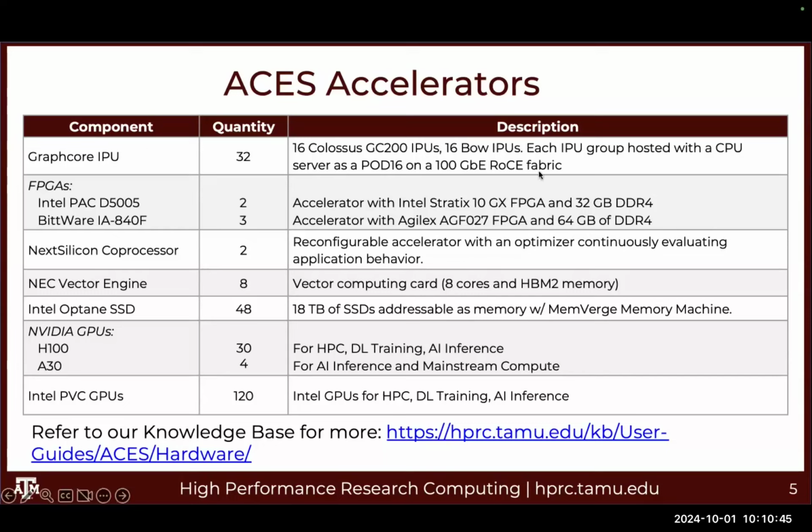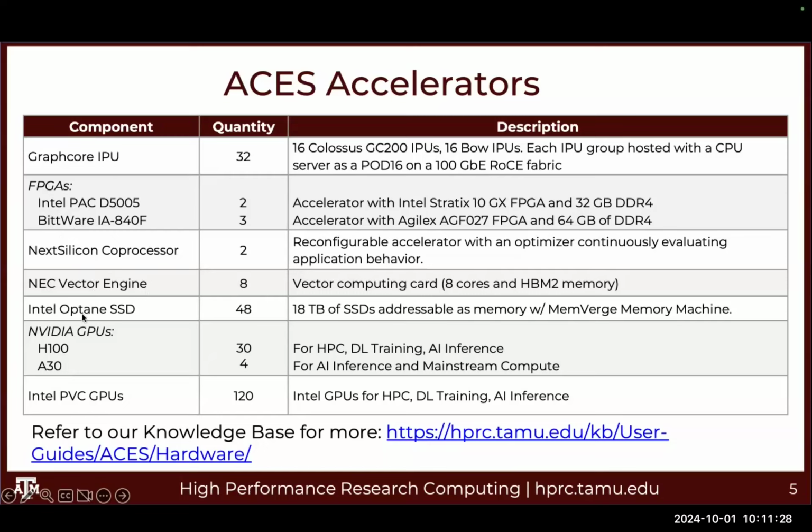Now we have 16 Bow IPUs. This is a more advanced version of IPUs. They are a little bit faster. Based on our benchmarking results, on some AI machine learning models, we found that the Bow IPUs can speed up about 33% performance gain. And also we have Intel and Bittware FPGAs, Next Silicon coprocessors, NEC vector engines.